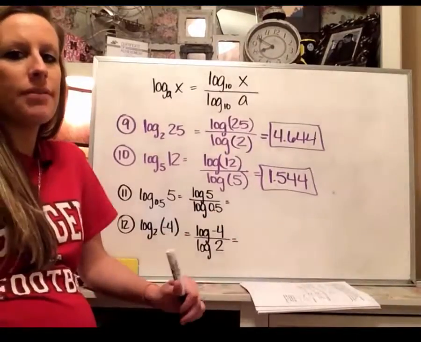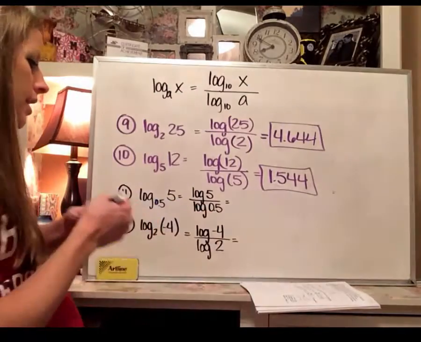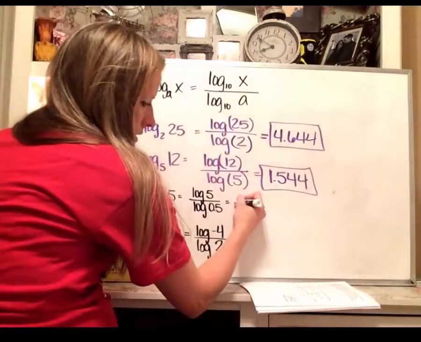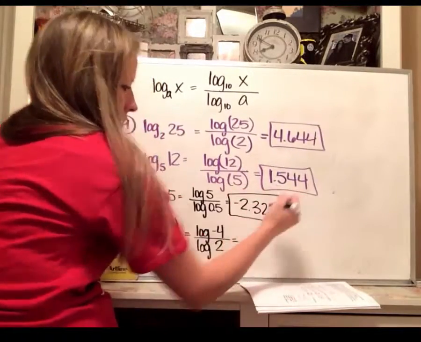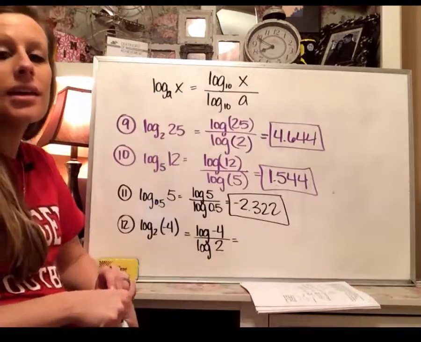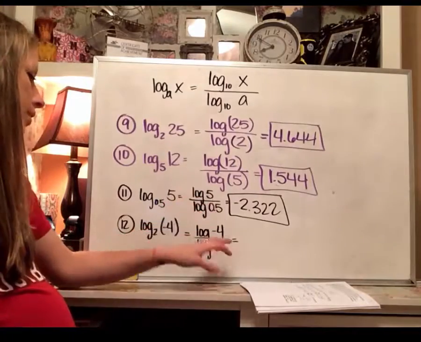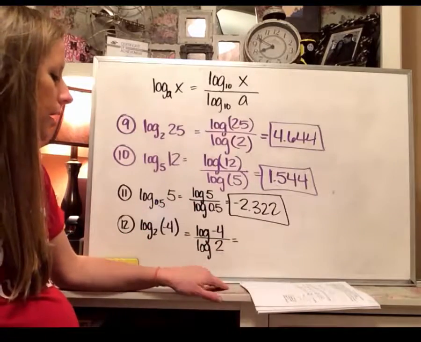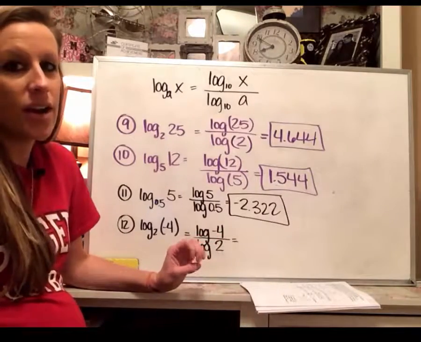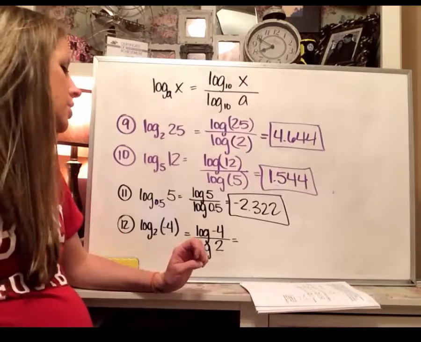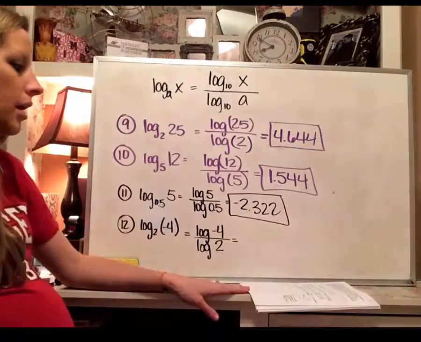Okay, on number 11, you should have put in log of 5 divided by log of 0.5. And if you round to 3 decimal places, you get negative 2.322. Okay, so you can get a negative number whenever you evaluate logs. That's fine. Now, number 12, this one's different. You should have gotten an error whenever you punch this in. You cannot take a log of a negative number. Okay?